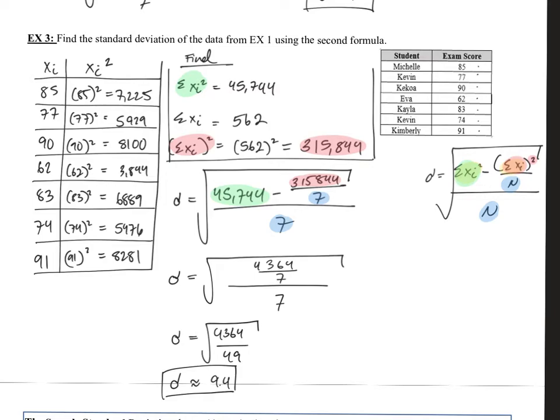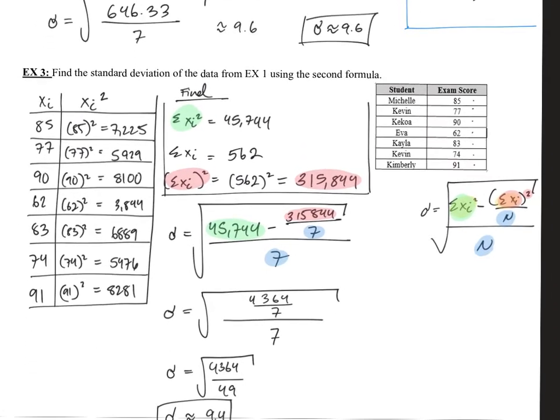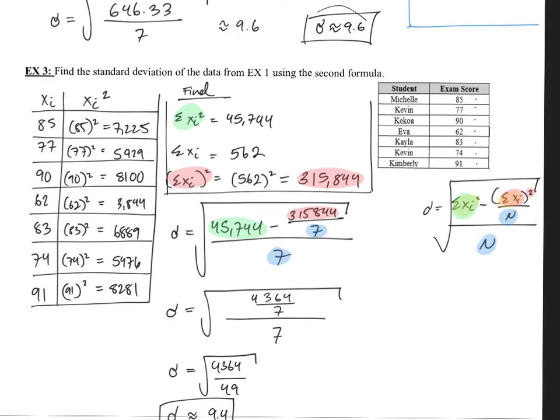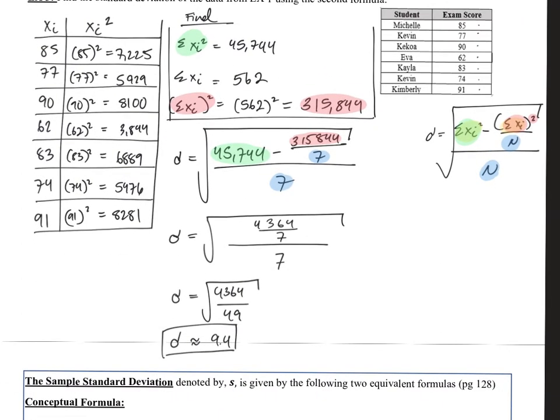Okay, so those are the two different formulas, the two different ways to get it. As you can see, because we did rounding, they are a teeny bit off, but once again, it will just depend on how you round.